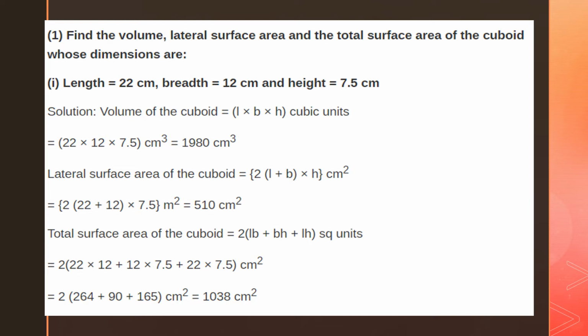What is the total surface area of a cuboid? We know it is 2 times length into breadth plus breadth into height plus length into height. If we substitute the values, we get 1038 centimeter square. How? The unit is centimeter square. Length into breadth is centimeter square, breadth into height is centimeter square, and length into height is centimeter into centimeter, centimeter square. If you add all the centimeter square, we get centimeter square or square centimeter, one and the same.